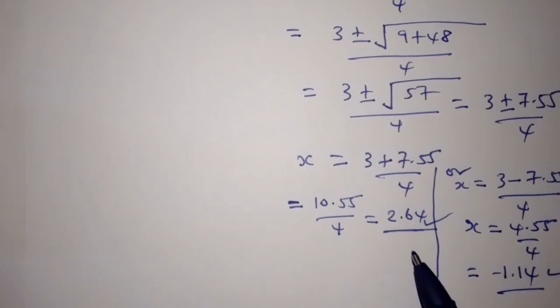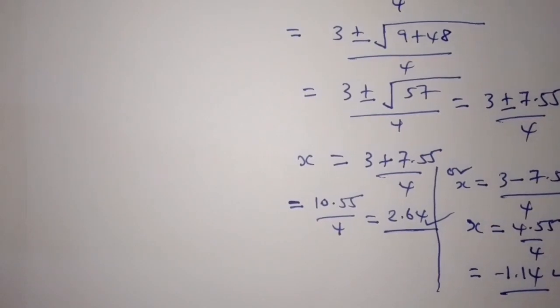So our x is 2.64 to 2 decimal places, or negative 1.14 to 2 decimal places.